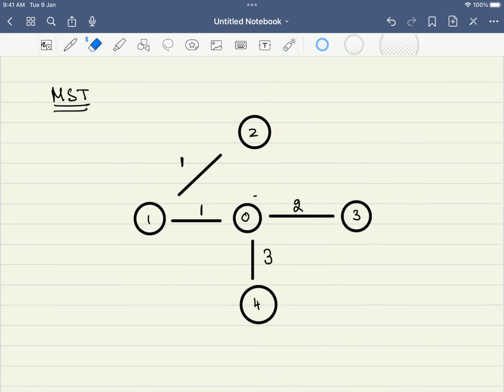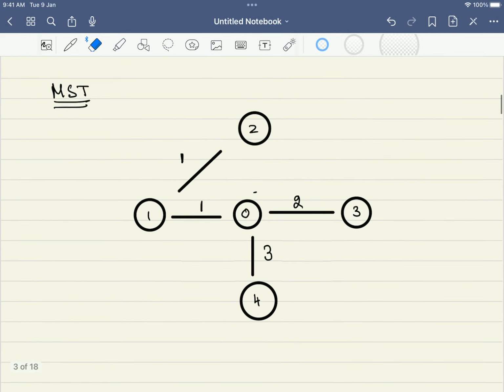From 0 we can go to 1, 2, 3 and 4. From 3 we can go to 0, 1, 2 and 4. From 2 again we can go to all of them. From 1 we can go to all of them. And this will be our MST. We cannot remove another edge from this. If we remove any one of those edges, these cities will become disconnected.